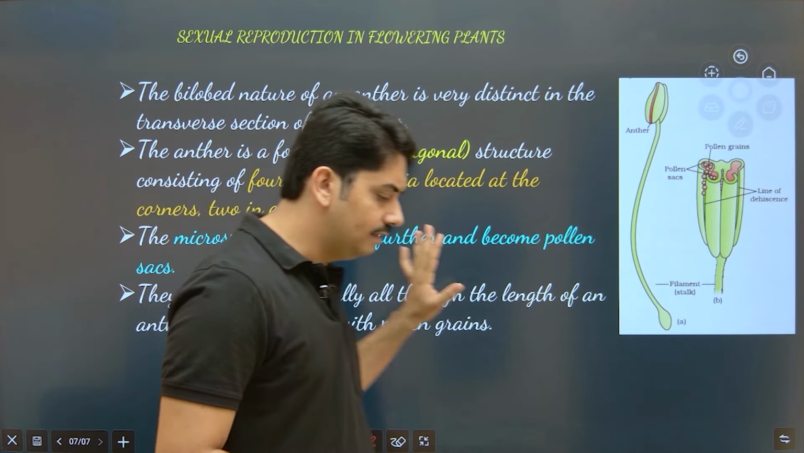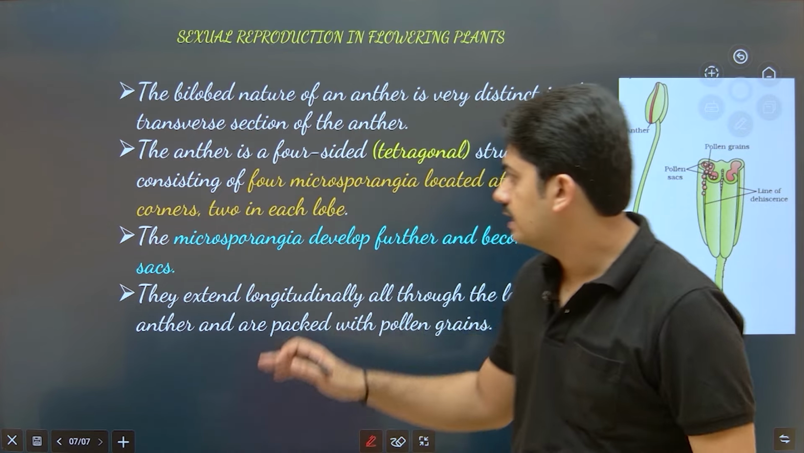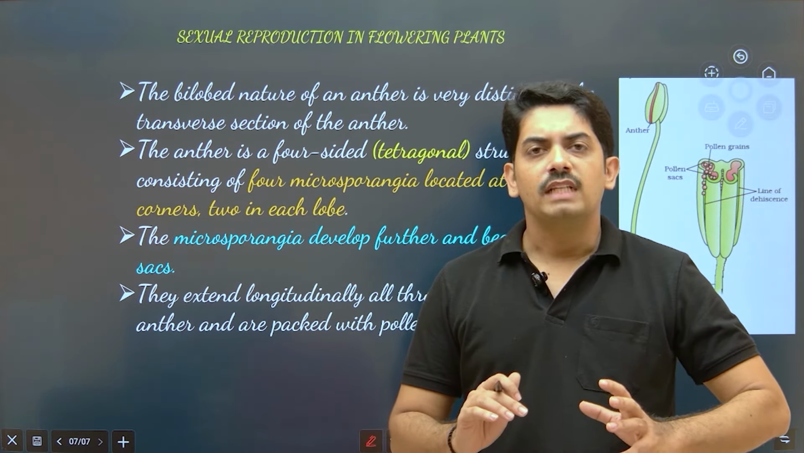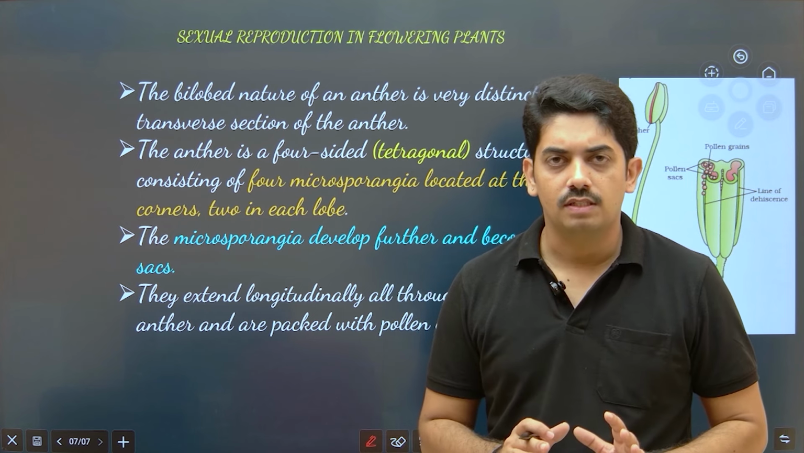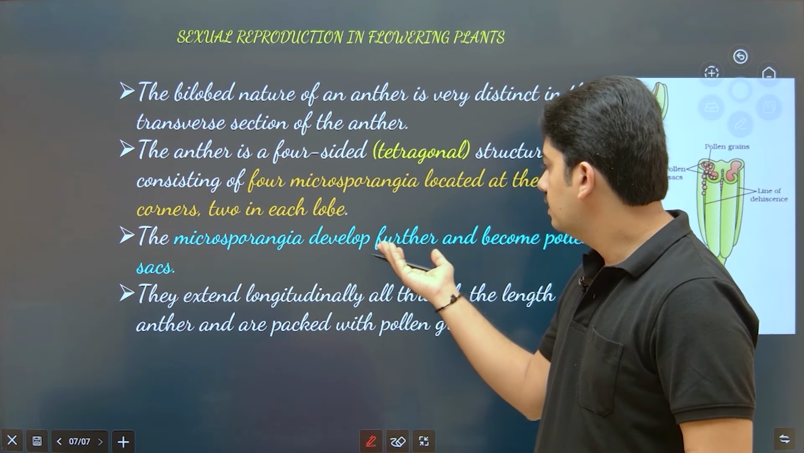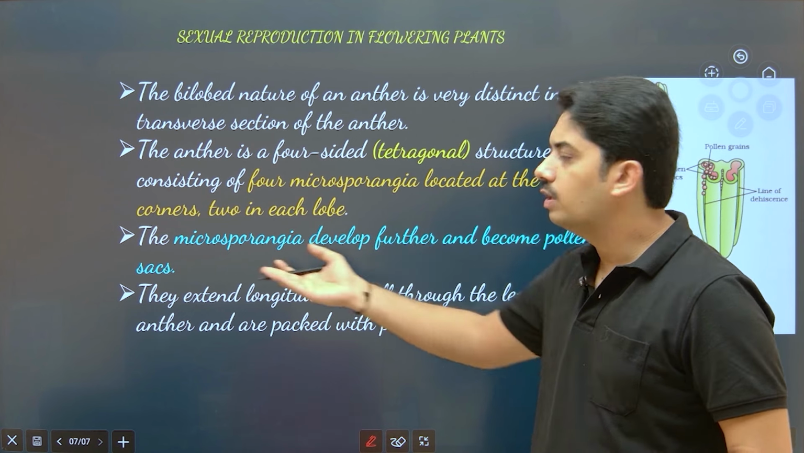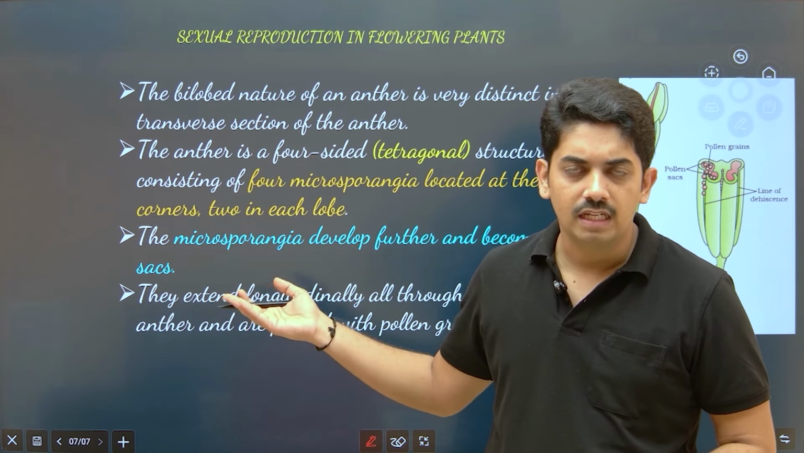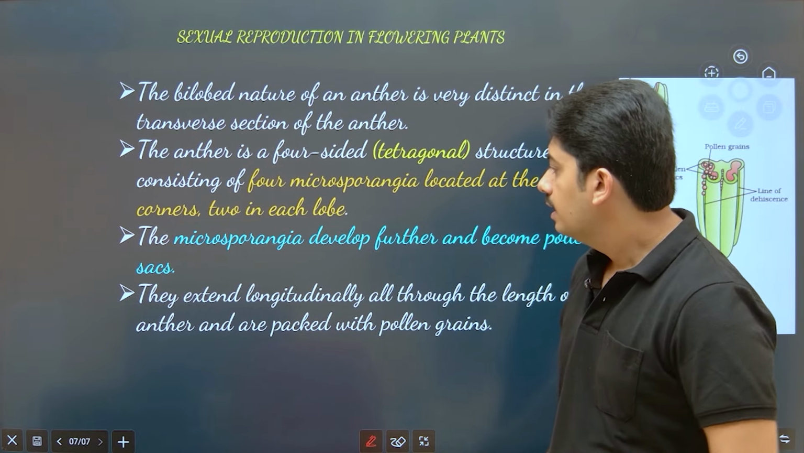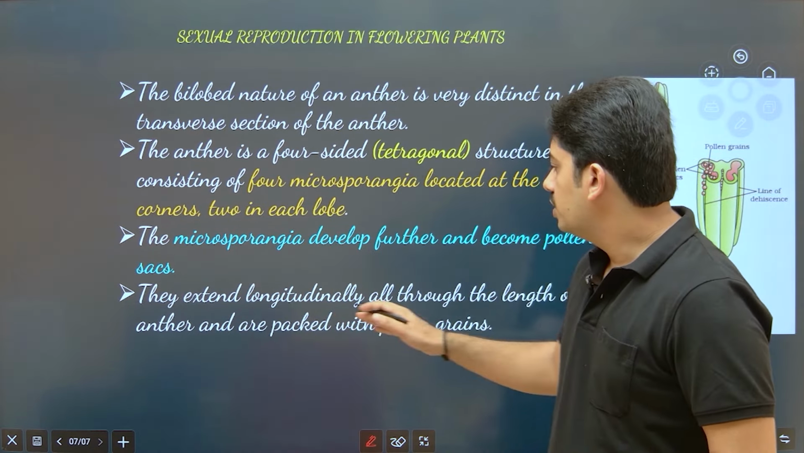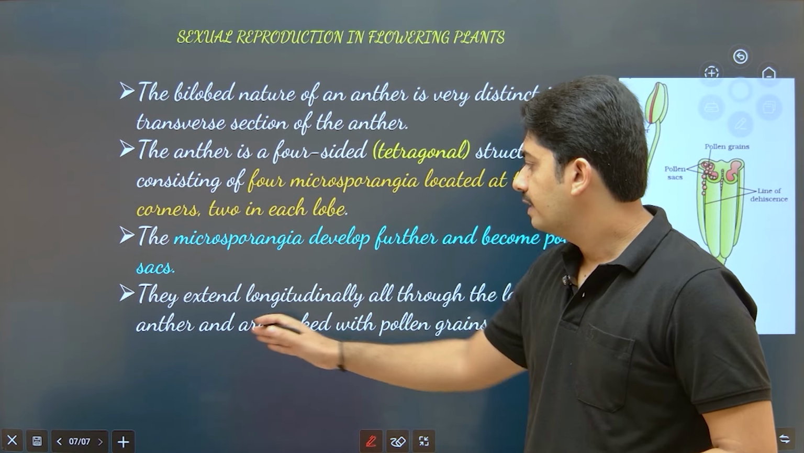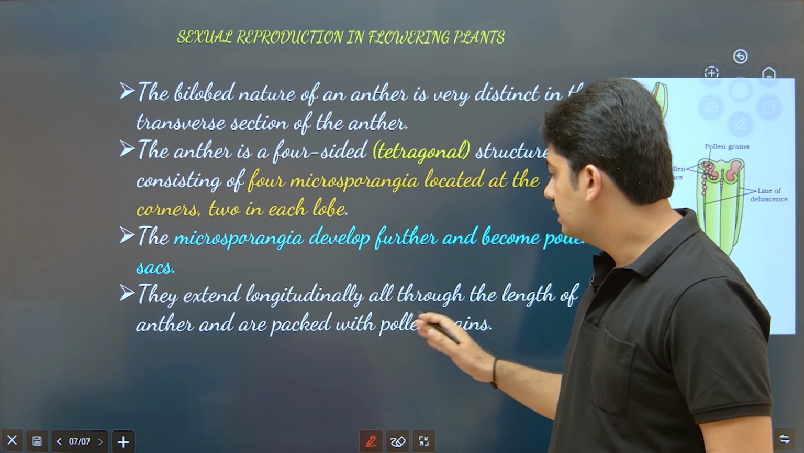There is a reason to give this statement in a different color. This question is asked once in examination. Which part will directly develop into a pollen sac in the male reproductive structure? That is microsporangia. Okay. They extend longitudinally all through the length of an anther and are packed with the pollen grains.